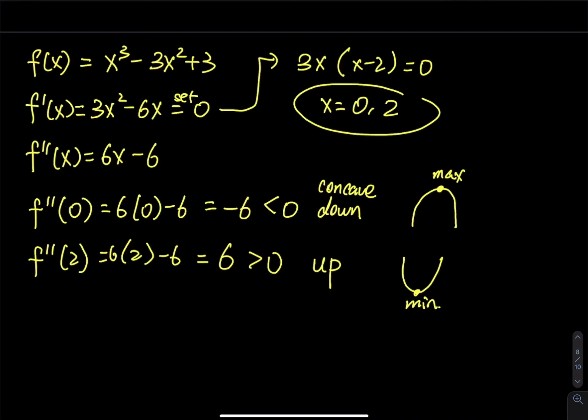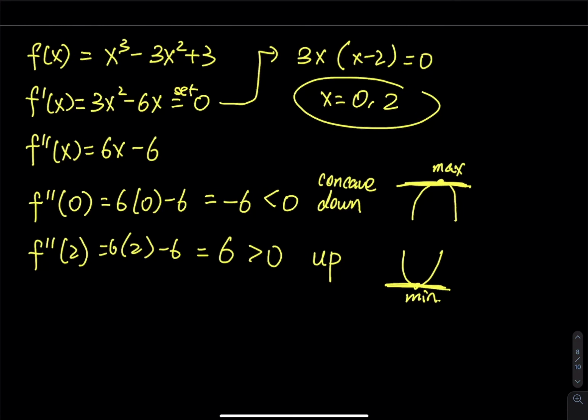Because look at the first derivative, we set that equal to 0, right? So at x equals 0, we have a horizontal tangent. At x equals 2, we have a horizontal tangent. So I just found the max and min. Can you tell me the exact location of the max and min?